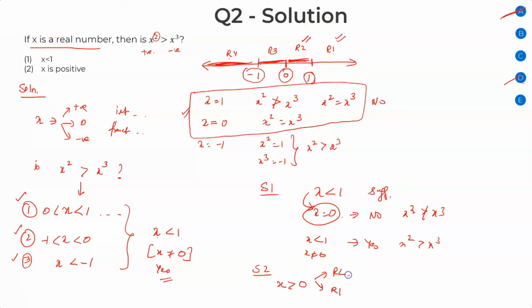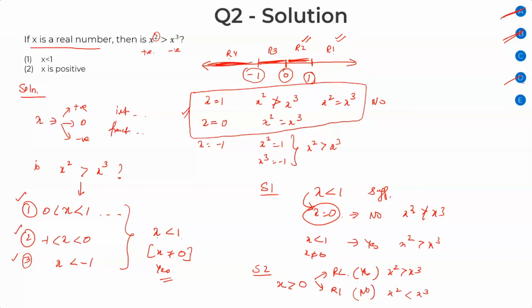Now in region 2, if it lies in region 2, then my answer would be yes, x square is greater than x cube. But if it lies in region 1, then my answer would be no, right? That x square is not greater than x cube. X square is basically less than x cube. Okay, so notice once again you're getting two contradictory answers. Since you're getting two contradictory answers, even B won't be your correct answer.